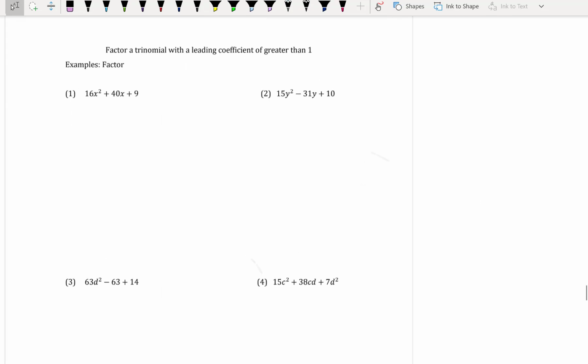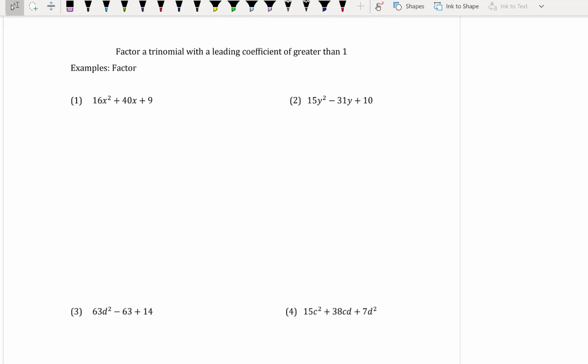So now for the next examples, our leading coefficient is not 1. Our leading coefficient is greater than 1. So that little trick that I just taught you won't work. You can still do the AC method, but it won't be copied directly from that AC chart. So for example, I have 16x squared plus 40x plus 9. So here I see that my A value is equal to 16, my B value is equal to 40, and my C value is equal to a positive 9.